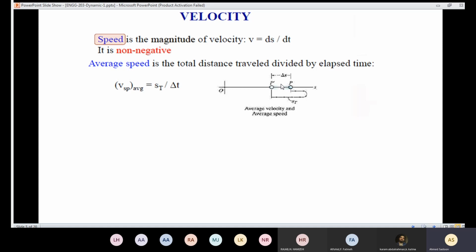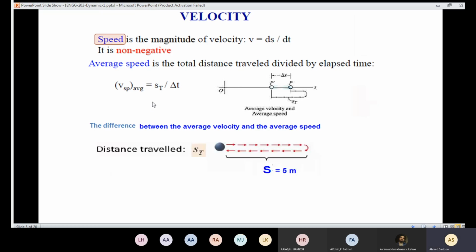So displacement is this value only, and the total distance traveled is going to be from here to there. We are going to measure the total distance traveled, not the displacement. We have a difference between the total distance traveled and the displacement. If you are going to determine the average speed, it is going to be S_T, the total distance traveled, over the elapsed time, delta T.